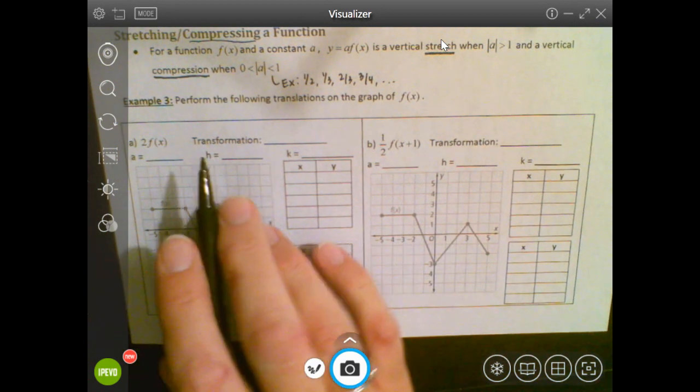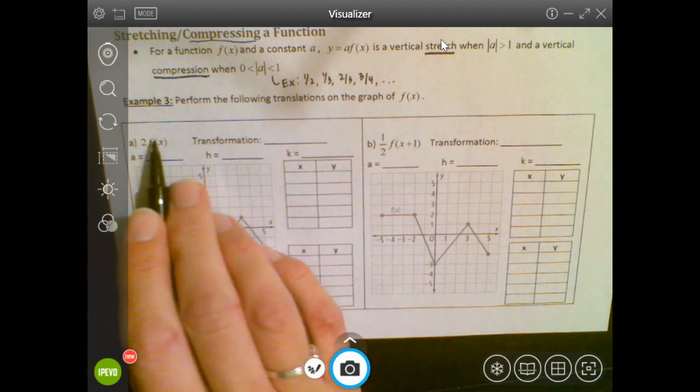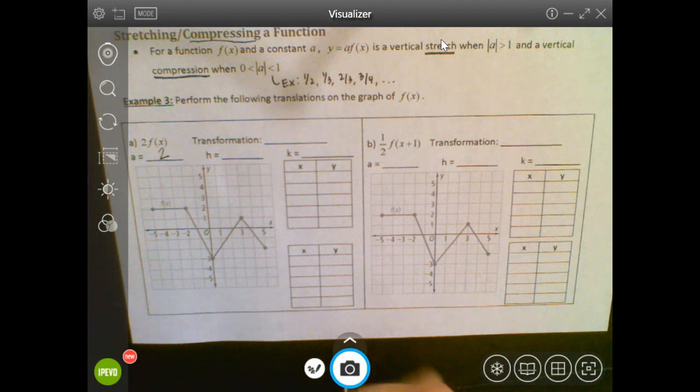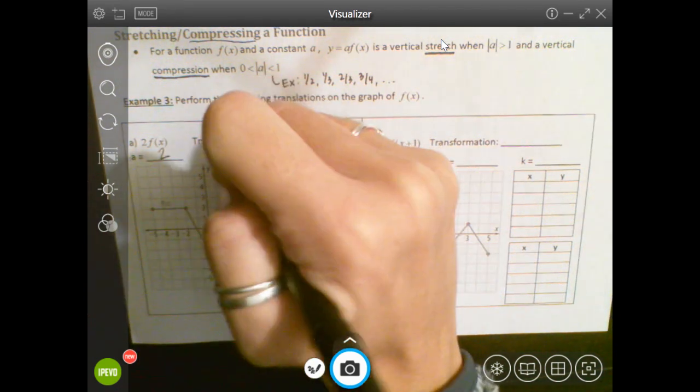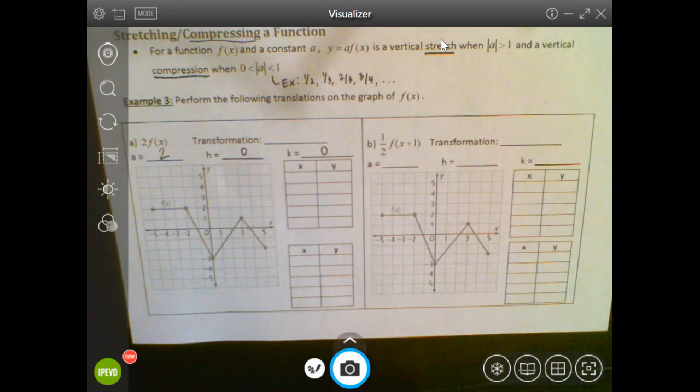So looking at just a basic function, if we have 2 times f of x, here's my general function. I know that 2 is going to be my A value because it's out front, being multiplied. I don't have anything on the inside, so the H value would be 0. I don't have anything on the outside down here, so K would also be 0.